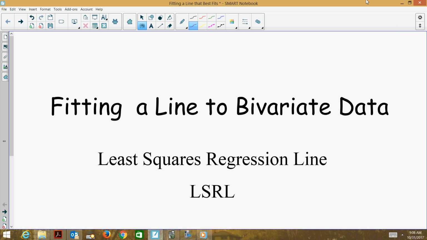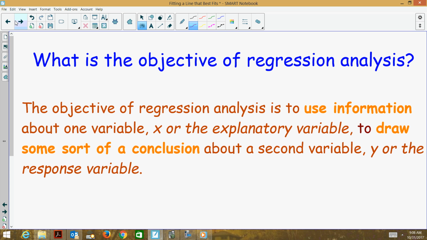We're going to talk about fitting a line to bivariate data using the least squares regression line, commonly referred to as the LSRL. What is the objective of a regression analysis? The objective of regression analysis is to use information about one variable, x, or the explanatory variable, to draw some sort of conclusion about a second variable, y, or the response variable.